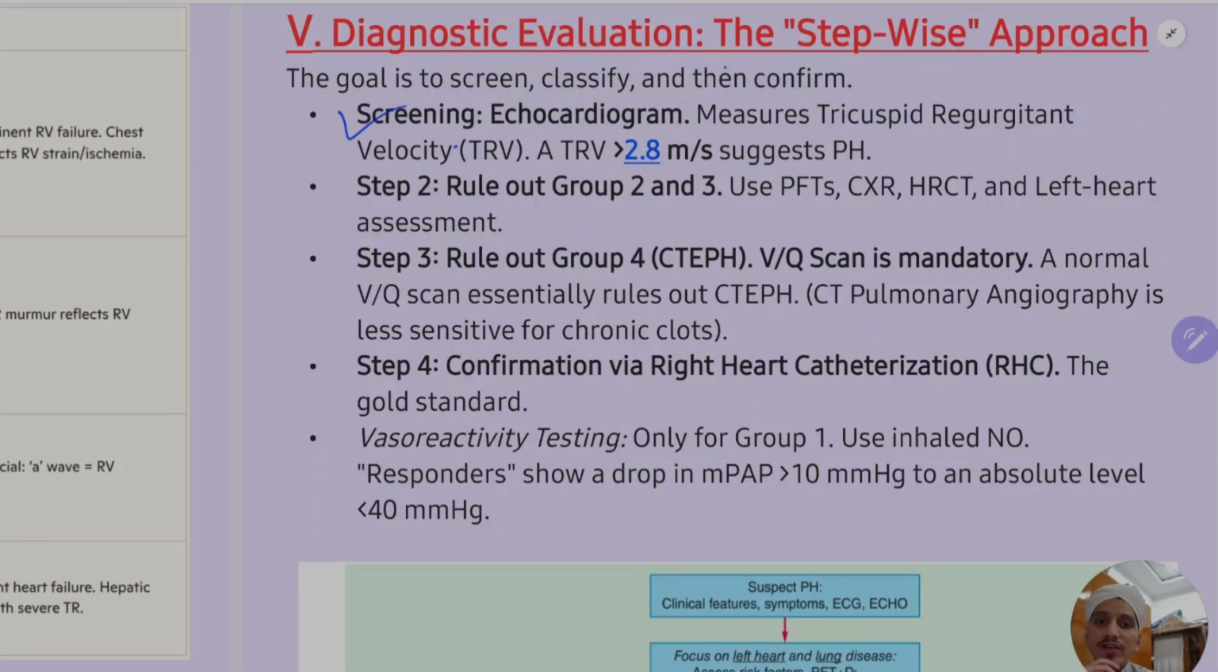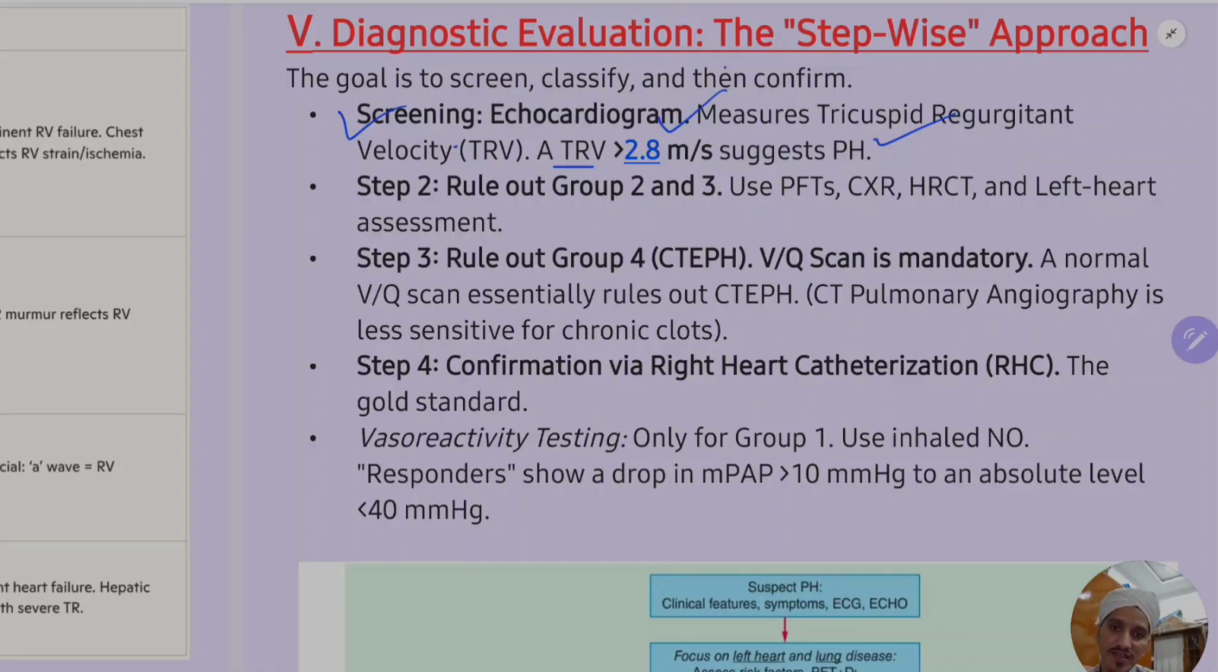Screening is done by echocardiogram. It measures tricuspid regurgitant velocity. If the tricuspid regurgitant velocity, TRV, is more than 2.8 meters per second, then that suggests pulmonary hypertension.